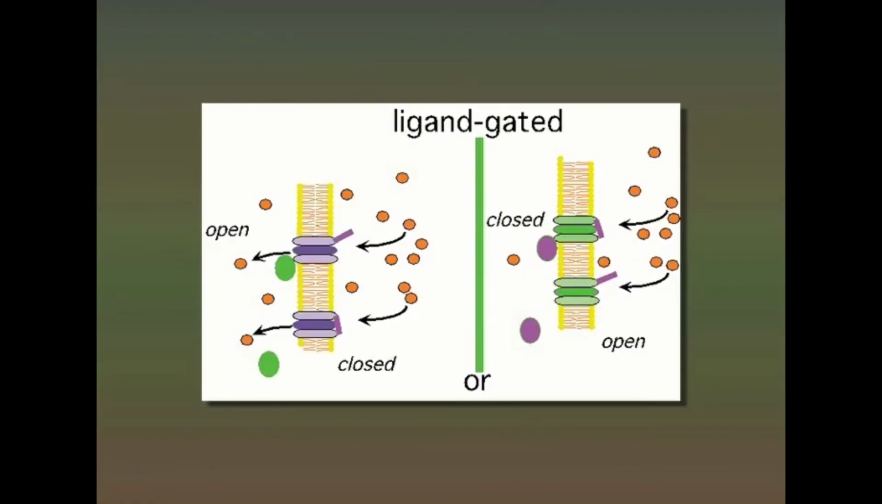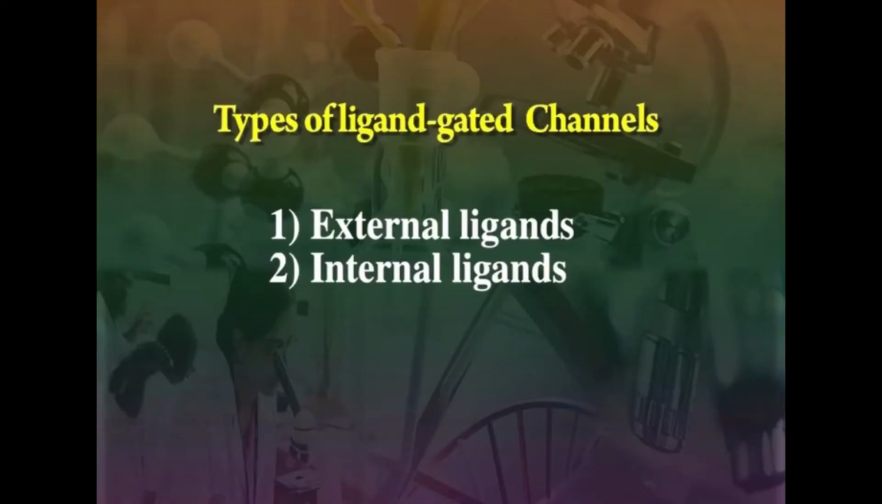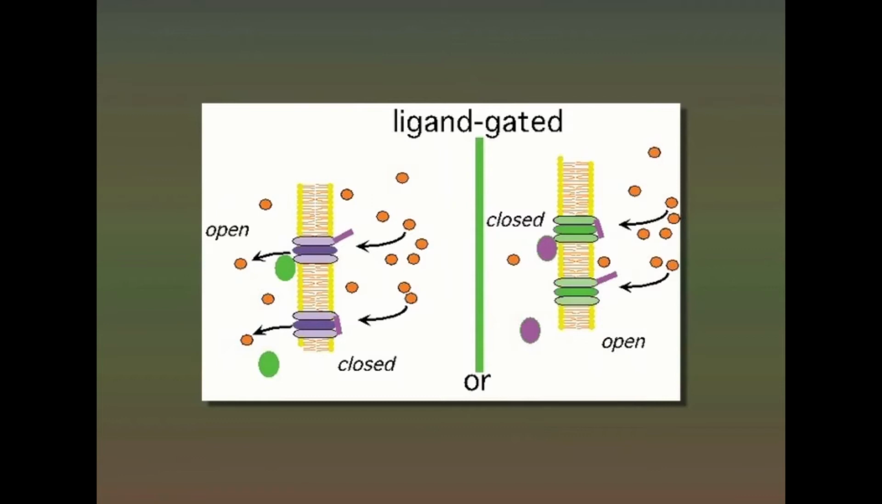Many ion channels open or close in response to binding a small signaling molecule which is called a ligand. Some ion channels are gated by extracellular ligands and some by intracellular ligands. So, that means there are two different types of ligands. One is extracellular ligands, that means they bind outside the cell. The other one is intracellular ligands, which bind inside the cell. In both cases, the ligand is not the substance that is transported when the channel opens.